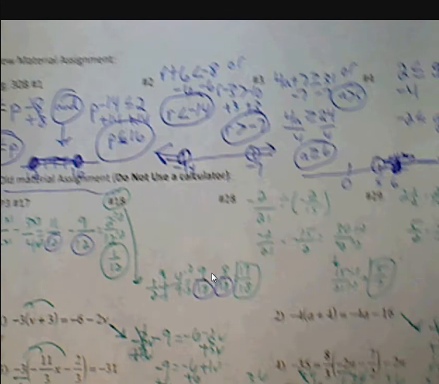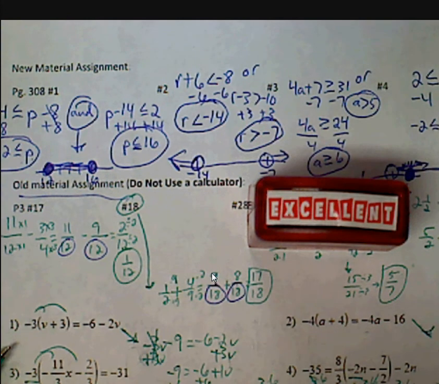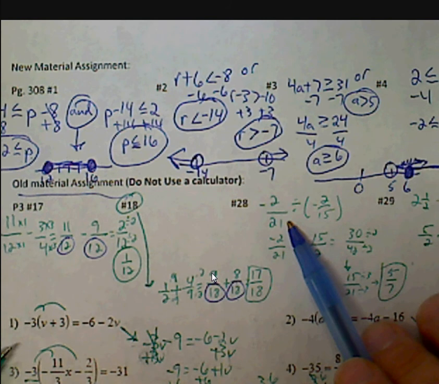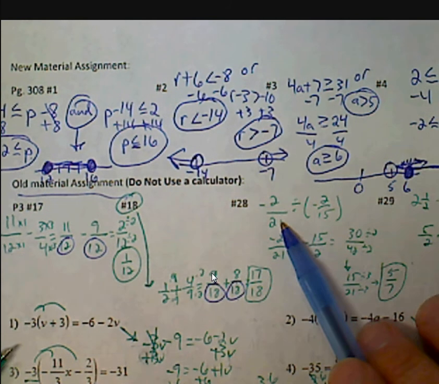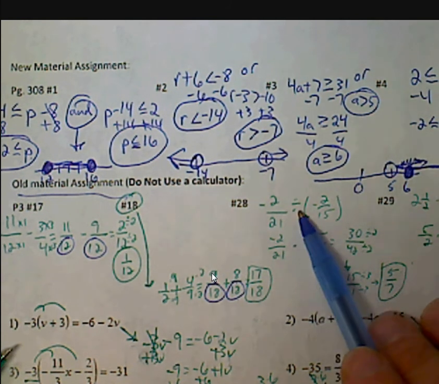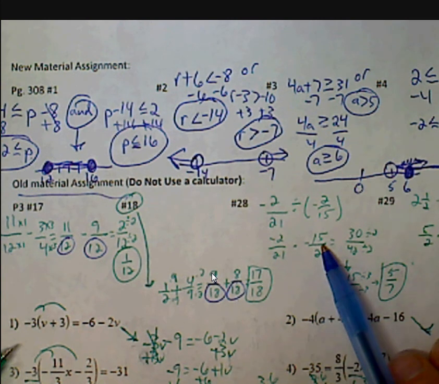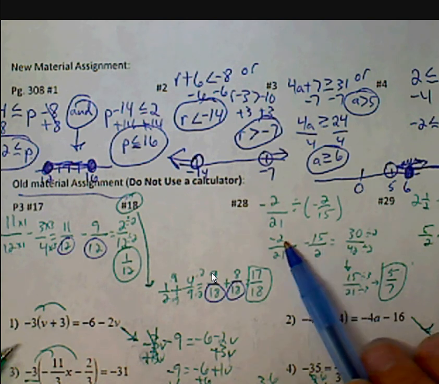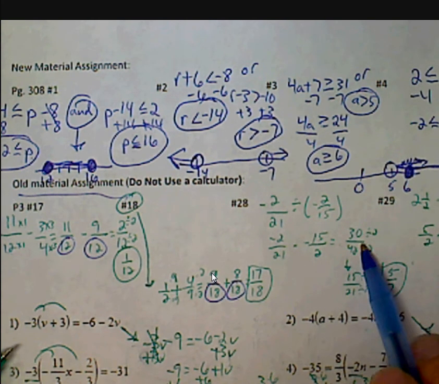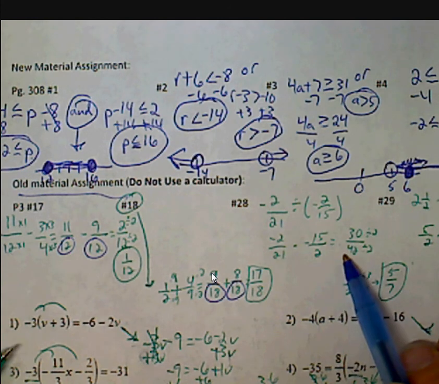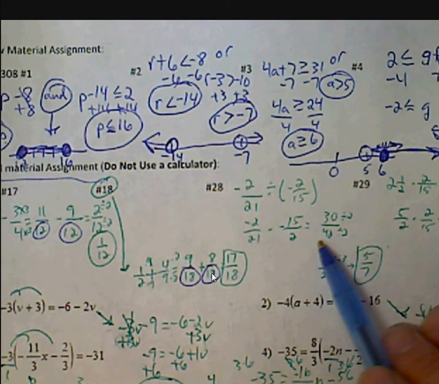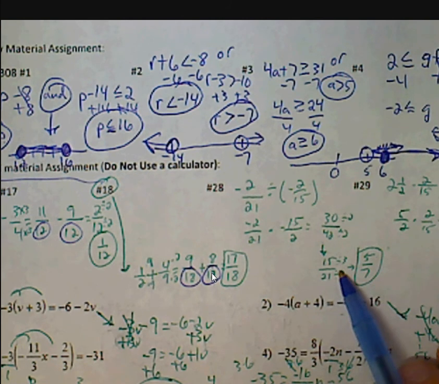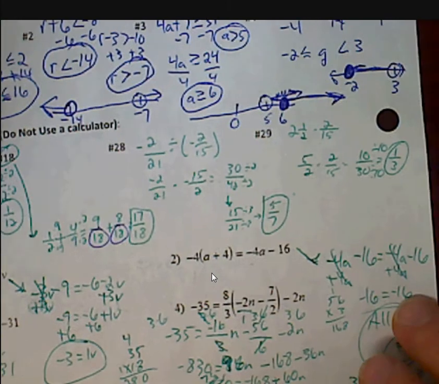Number 28. Pause the video and try. On number 28, we have to divide fractions. If you divide fractions, you're going to keep your first fraction, you're going to change your sign, and then you're going to flip your second. Keep, change, flip. We multiply across. 2 negatives make a positive. 2 times 15 is 30. 21 times 2 is 42. I reduced by 2. I got 15 over 21. I reduced by 3. I got 5 over 7.